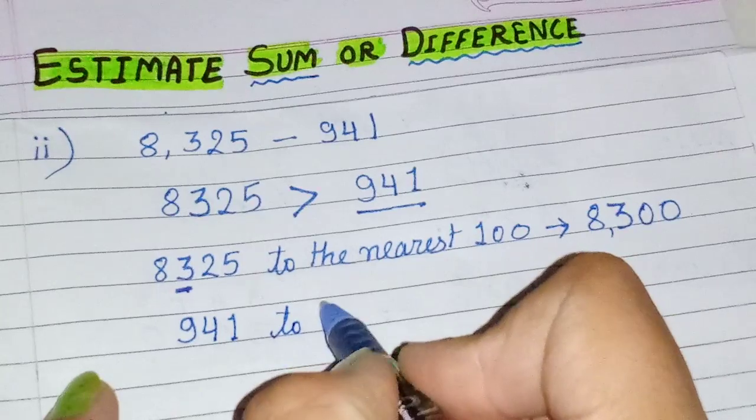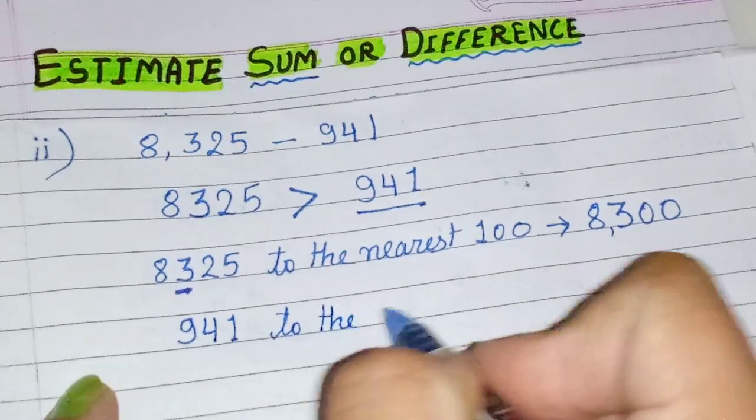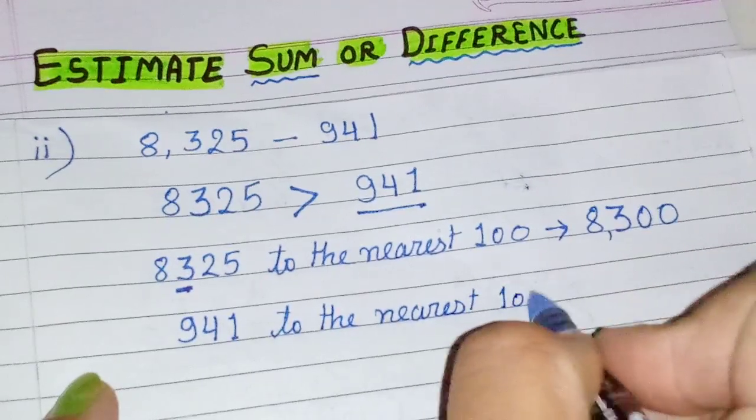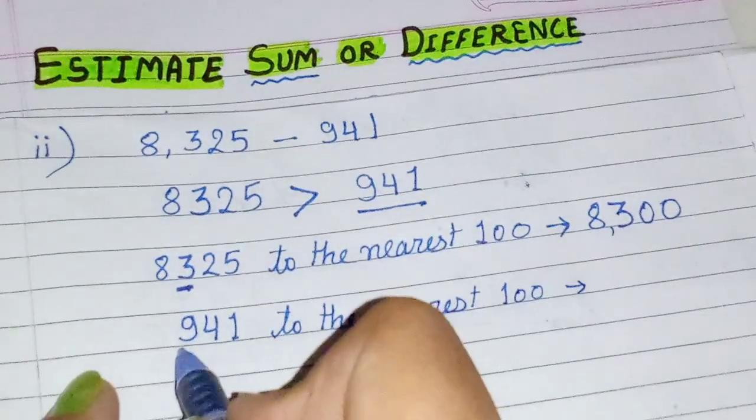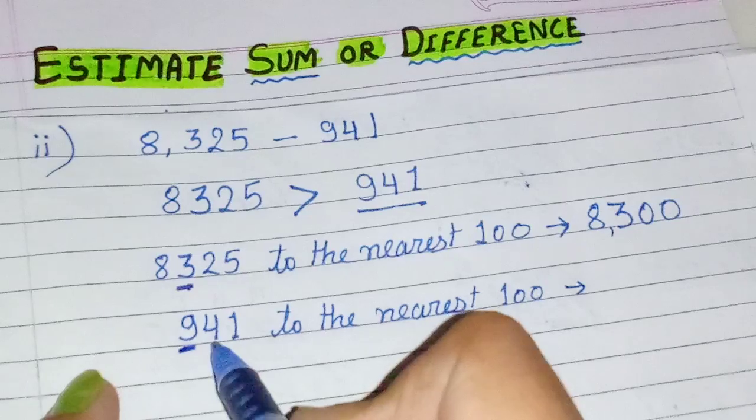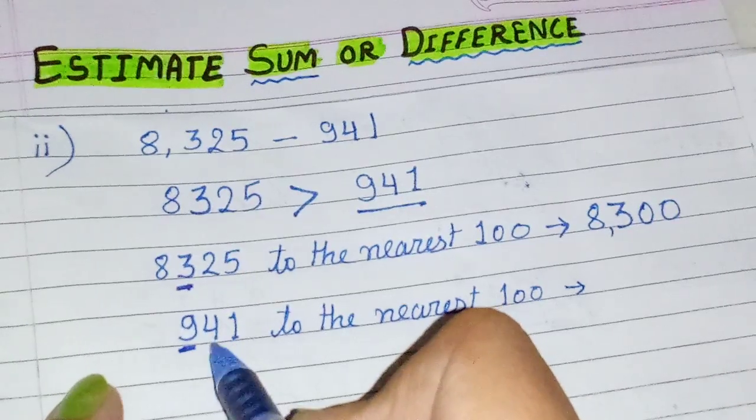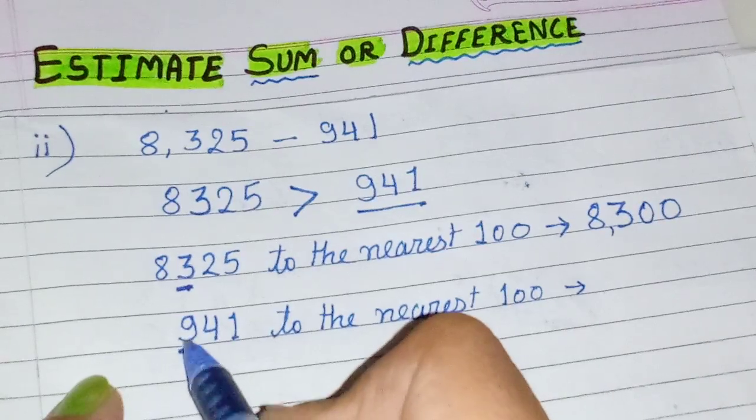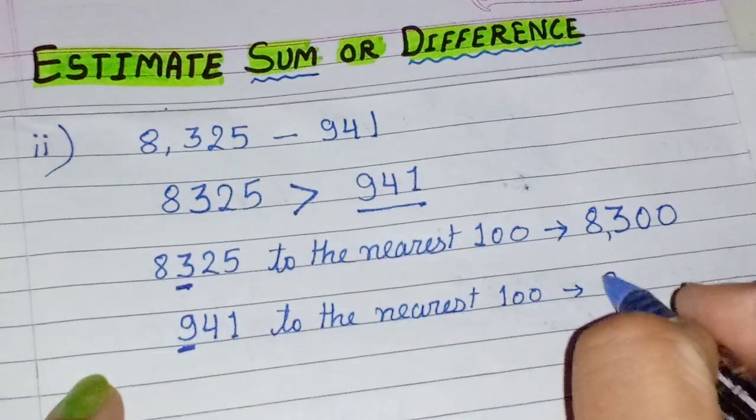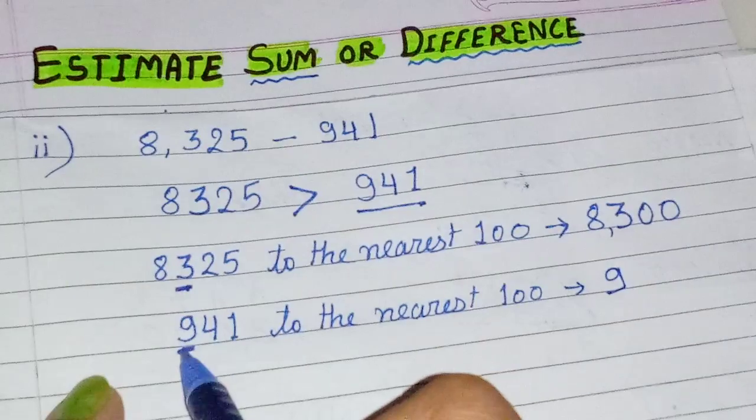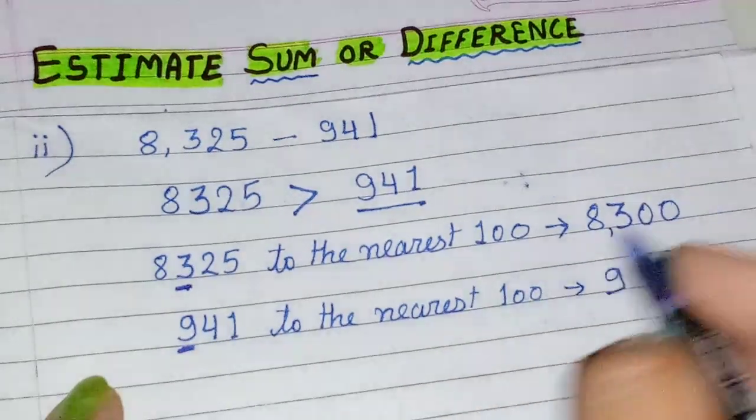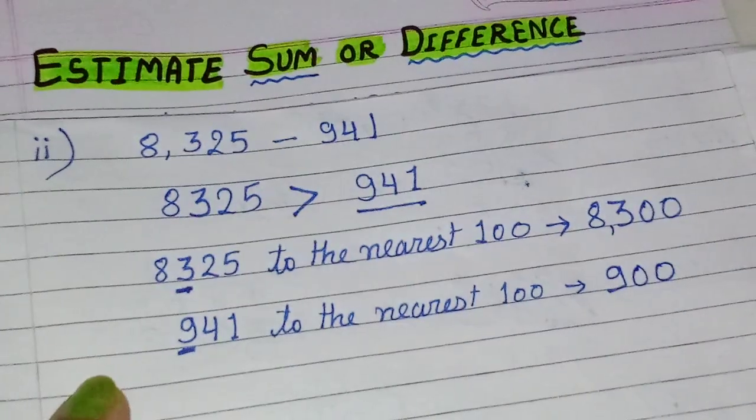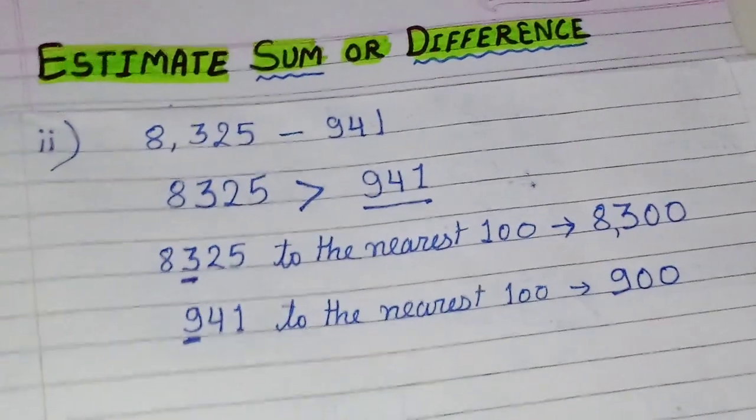Now we need to round off our second number, that is 941. When we round it off to the nearest 100, its hundreds place is 9, next to it is 4, again smaller than 5, right? So we don't need to make any change in the digit at hundreds place. It will remain 9 as it is. And after this we have 2 digits, so both of these will become 0. So here we have rounded off both the numbers.